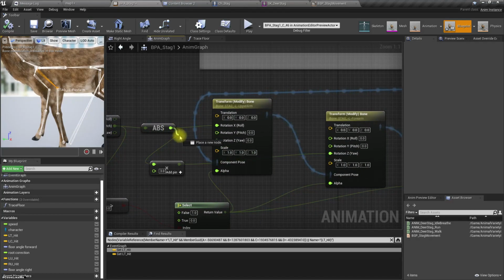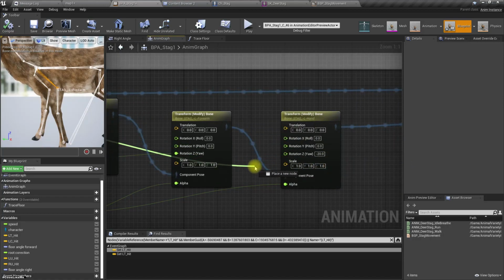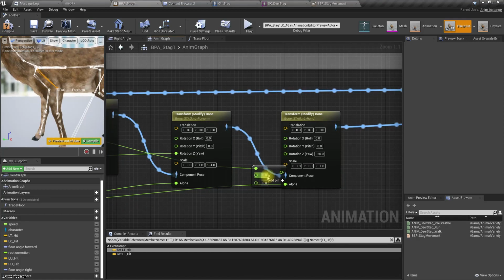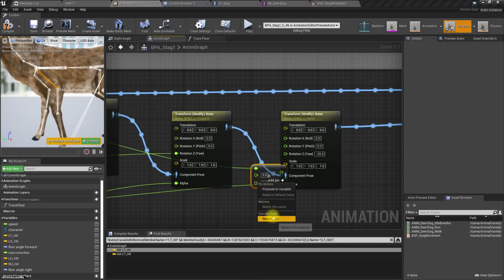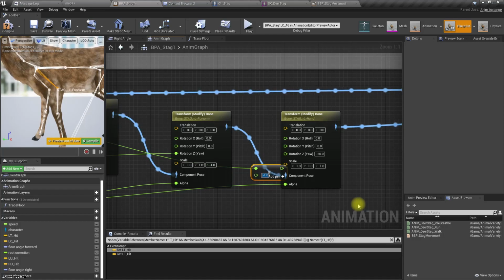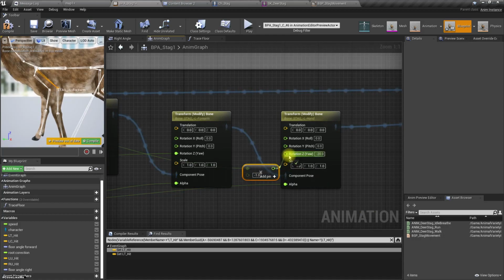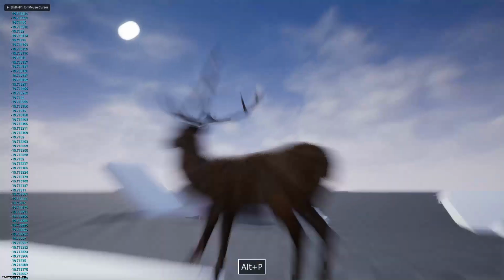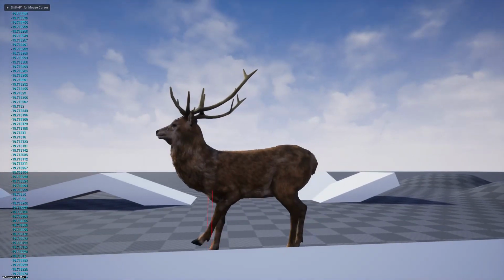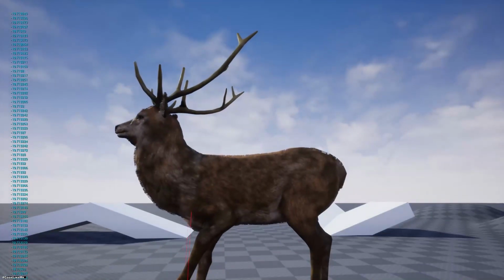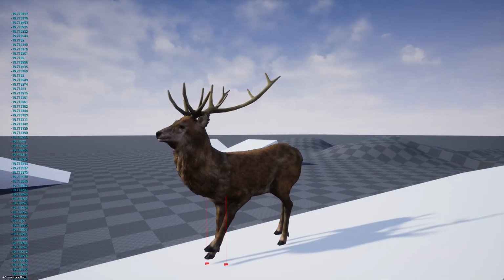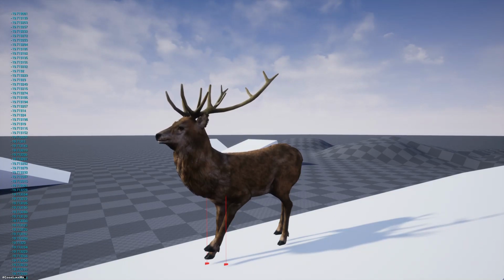So we need to multiply this value. Let's try -1 and connect here. The amount of the bending in the forward leg is not enough.